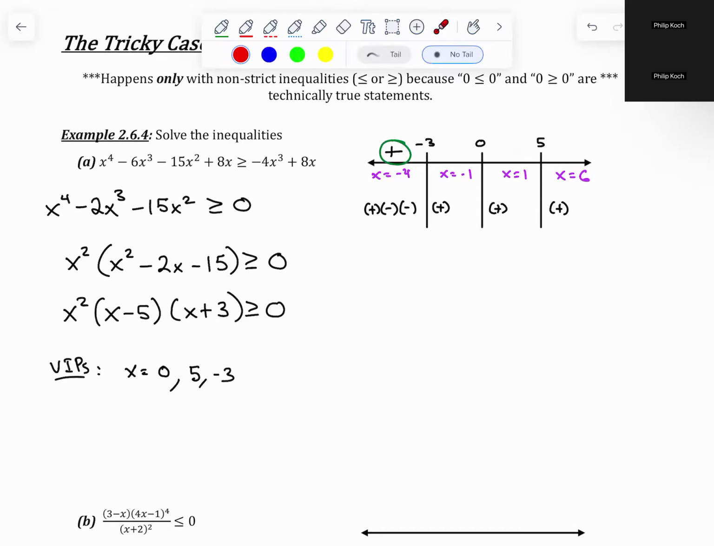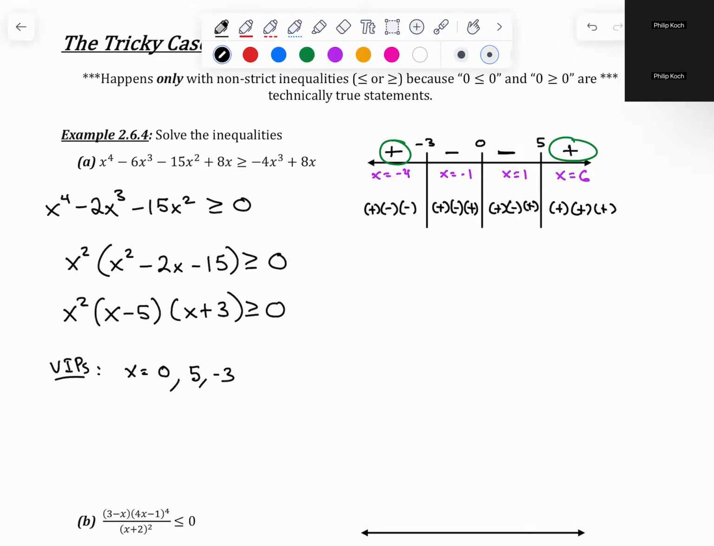At negative 1, the x minus 5 factor will be negative, but the x plus 3 factor will now be positive. So that's a net negative. That's not a piece that I want. Then at 1, the x minus 5 is still negative, and the x plus 3 will be positive, so it's negative here. That's a piece that I don't want. And then at 6, both of them will be positive, so that's a net positive, and that's a piece that I want.